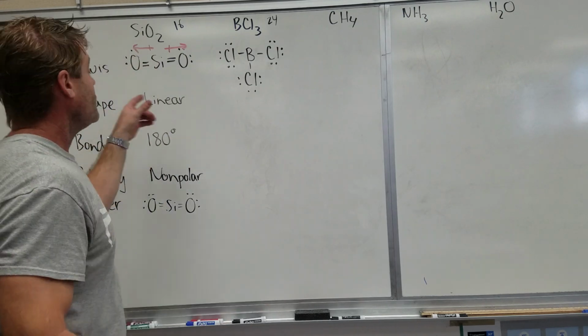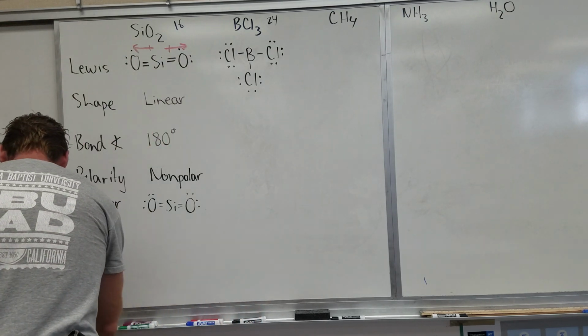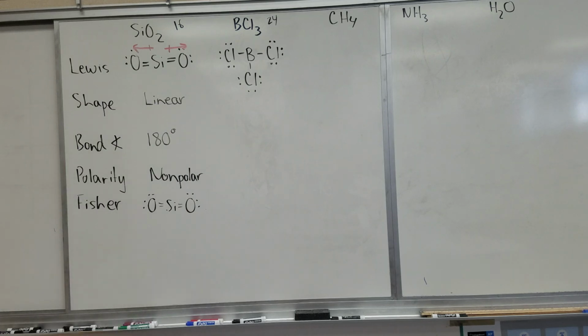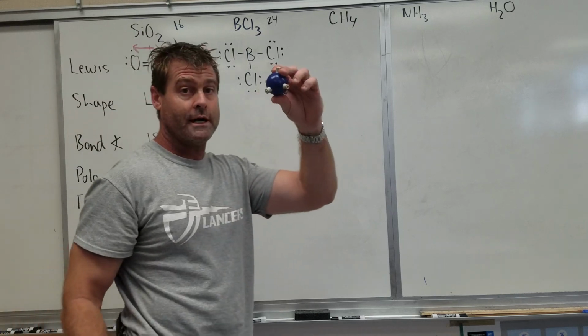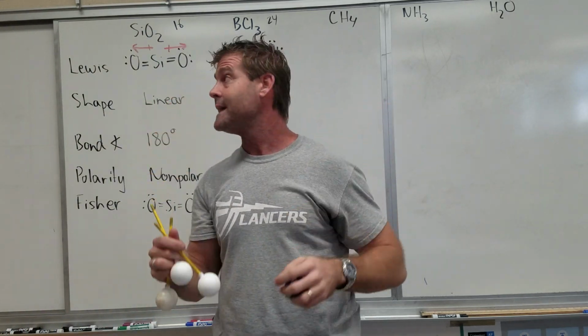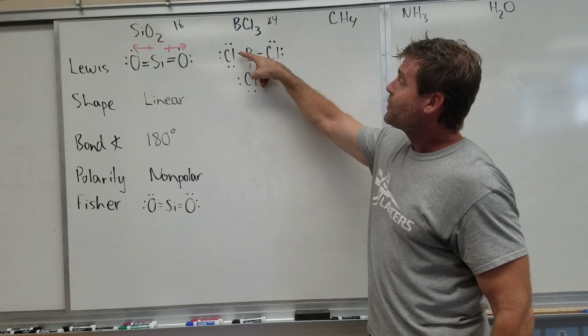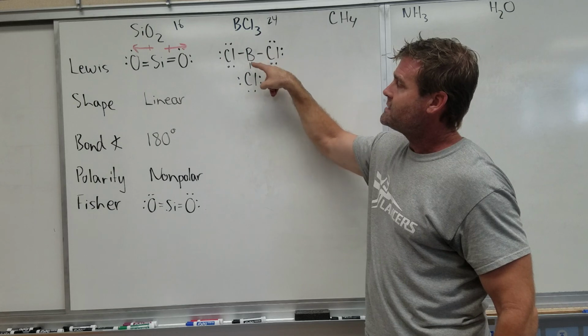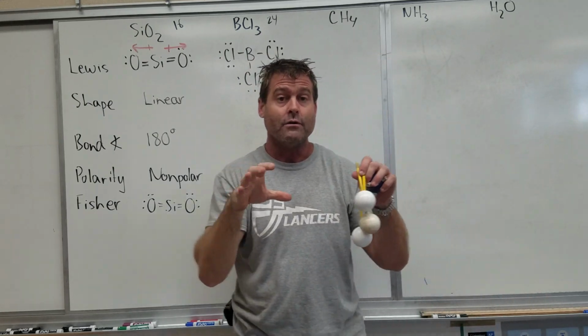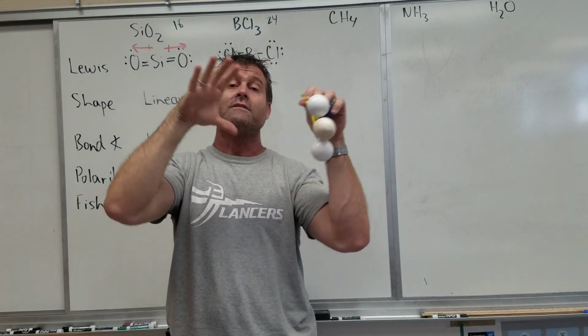Okay, so now we're going to try to think of the shape. So I got boron, and I got 3 chlorine atoms. So the question is, you guys remember, I have a center atom, and I've got 3 electron domains, 3 areas of electrons around the center atom. And remember, what do they want to do? They want to repel each other. They want to be as far apart from each other as possible.